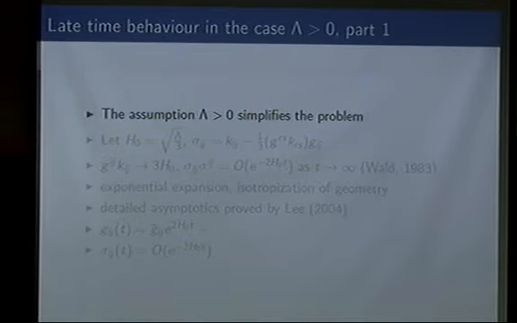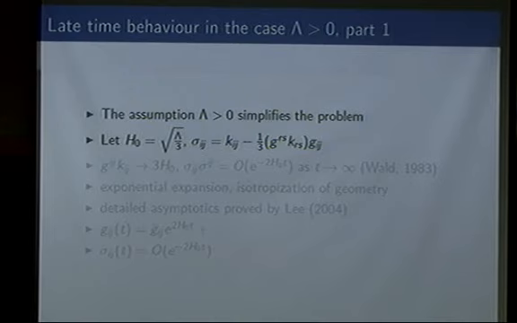Okay, so now it turns out that if we make the assumption that the cosmological constant lambda is positive, then this simplifies the problem a lot. Let me just introduce some further notation. I define a constant h0 to be the square root of lambda over 3, and I define an object sigma to be the trace-free part of the second fundamental form.